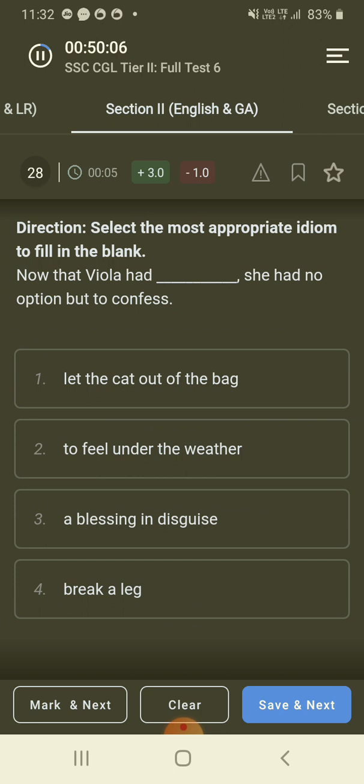Now that Vibha had written, she had no option but to confess. Vibha had to confess. To feel under the weather. Let the cat out of the bag. She had no option but to confess. Now that Vibha had to feel under the weather. Now that Vibha had let the cat out of the bag.